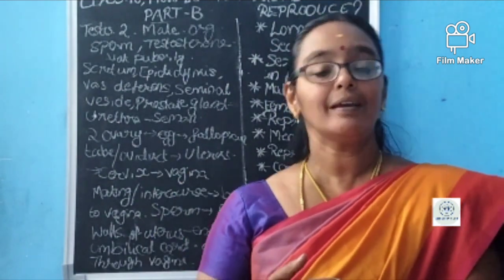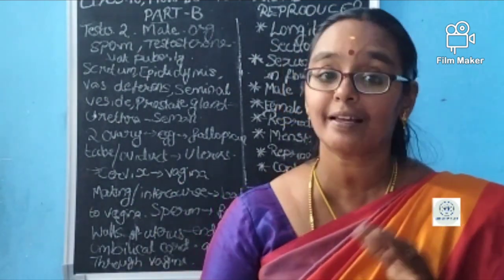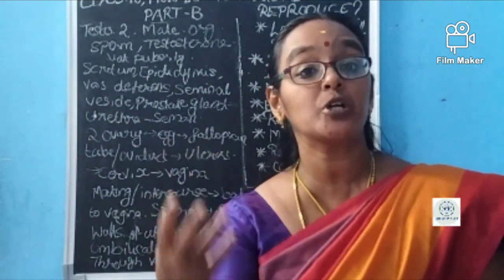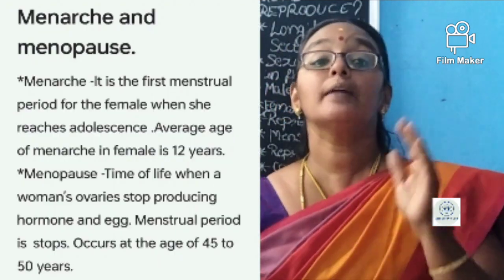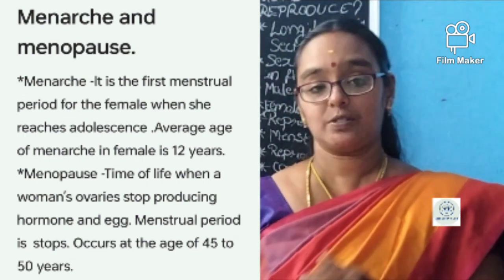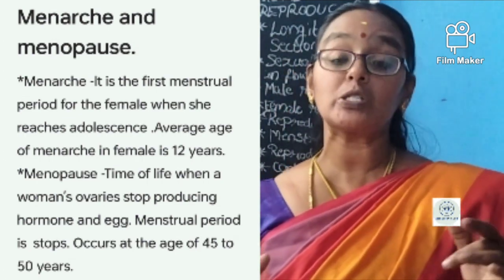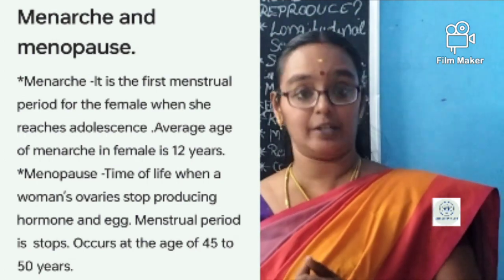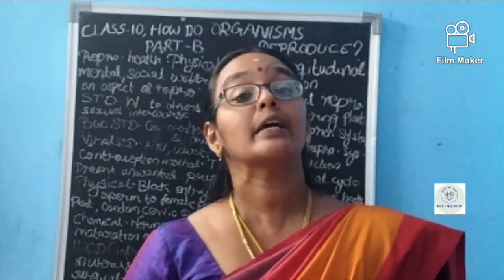After that, it will be arrested because the hormonal secretion will be stopped and the egg maturation will be stopped, so the menstrual cycle will be stopped. So we are saying it as menopause. Menarche and menopause are the important terms you have to understand. Now we are talking about reproductive health.